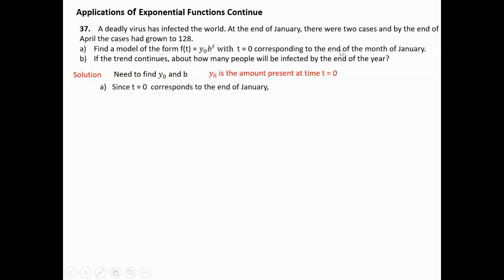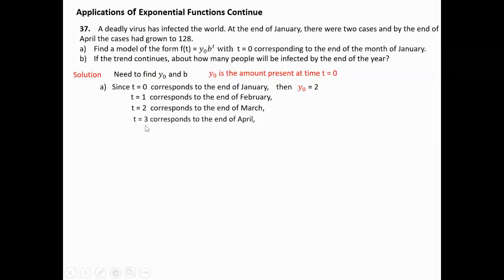Since t equals 0 corresponds to the end of January, right? This is here, the deadly virus at the end of January. So we had 2 cases, so it'll be (0, 2). Y equals 2. And then I went like this, t equals 1, because by the end of April, the cases had grown to 128. So t equals 1 corresponds to the end of February, t equals 2 corresponds to the end of March, and t equals 3 corresponds to the end of April, right?